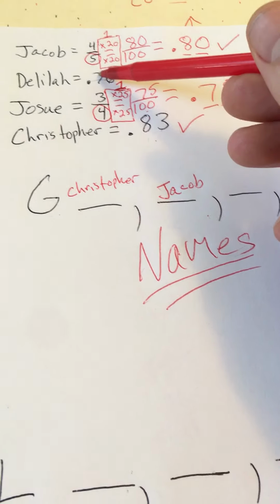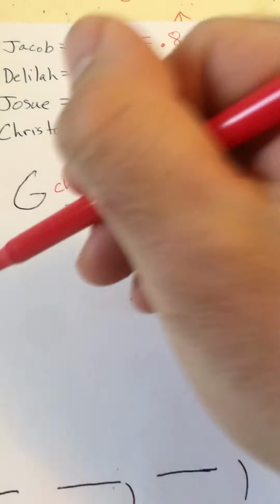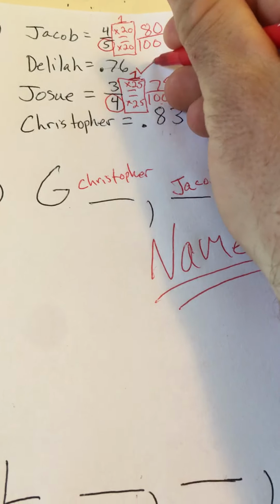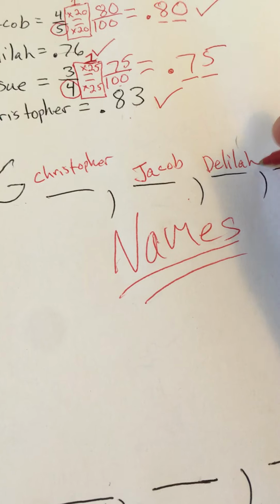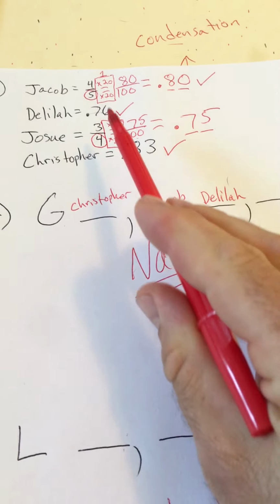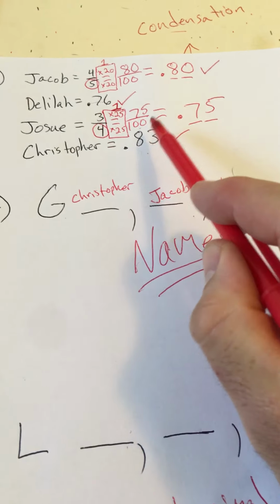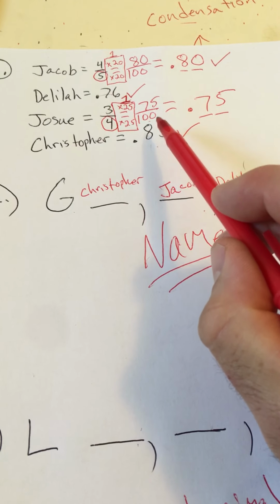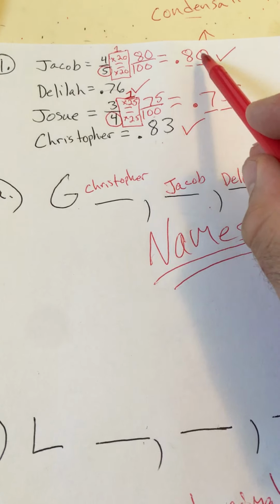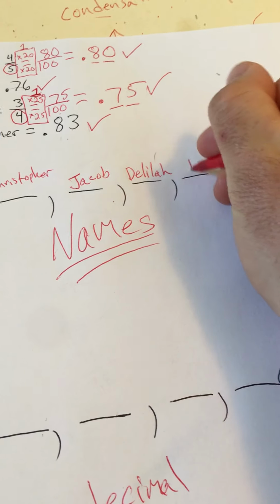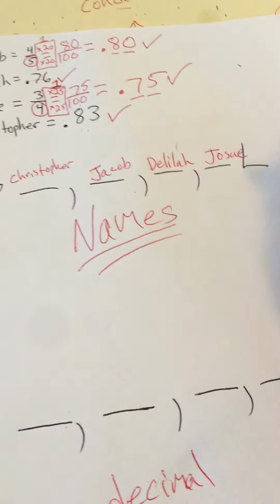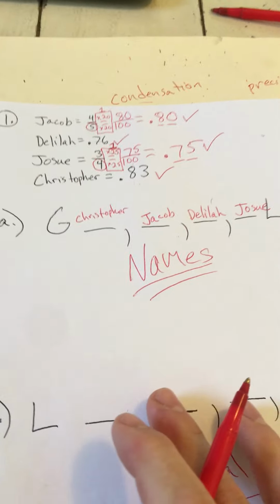Then we have 76 hundredths or 75 hundredths from greatest to least. The next one would be Delilah. I know my lines here, I didn't give much space. And then last but not least, the smallest number. We went from Christopher to Jacob to Delilah, and now at 0.75 is Josue. Okay, so that's the order that they need to go in.